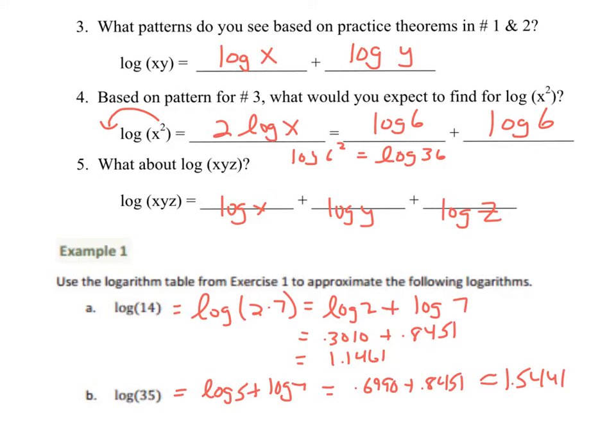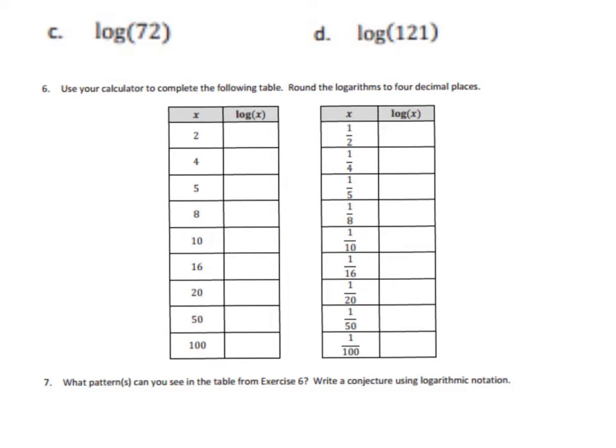If I'm multiplying the 2, what do I do with the exponents in a sense? I add them. The same thing's happening with the logarithm here. Okay. So, pause the video and try log of 72 and log of 121 again, and use your tables from the previous pages and what you know, and let's see if you can get those right.